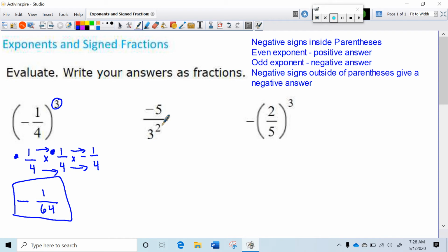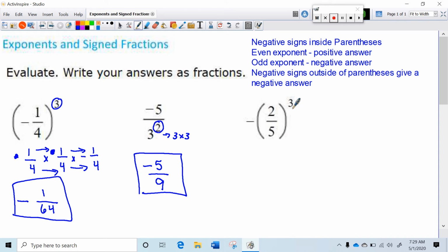This one, the next one, doesn't have any parentheses, so you treat the numerator and denominator separately. The numerator is just a negative 5. There's nothing you can do with that. 3 squared means 3 times itself 2 times. The exponent tells how many times to multiply it times itself. So 3 times 3 is 9. So the answer to that one is negative 5 over 9.